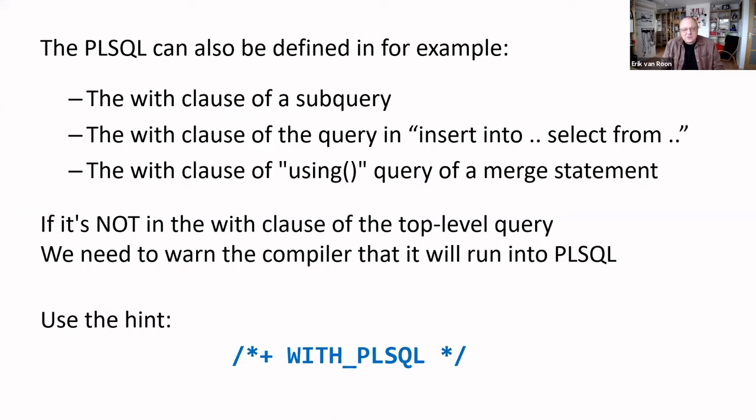I don't know why this is. It's been explained to me that it has something to do with security, but they haven't been able to explain to me why this is more secure, or more importantly, why the security issue isn't there if the function is in the with clause of the top level query, because then suddenly we don't need this hint. Anyway, as some president tries to say, it is what it is. You don't have to use it if it's in the top level query. You do if it is not.